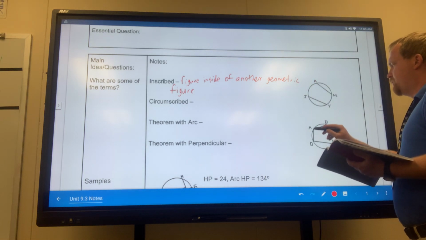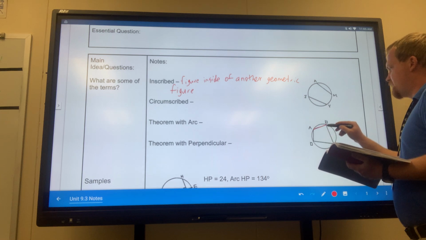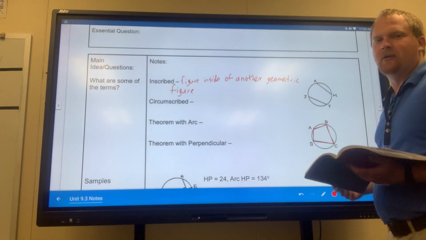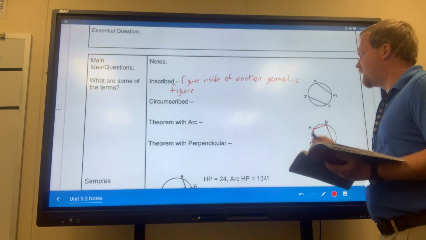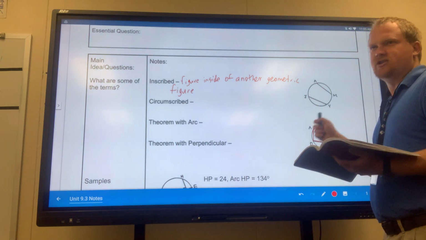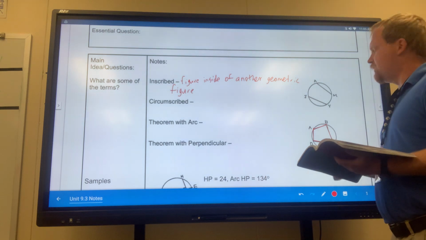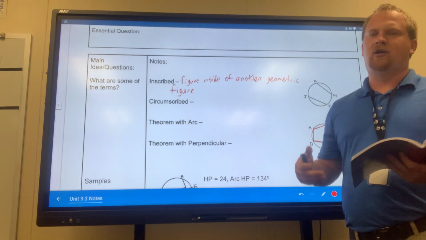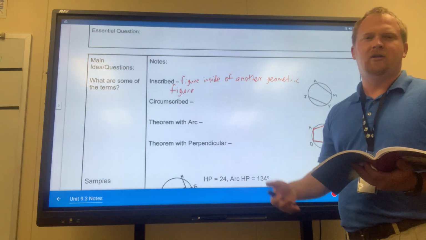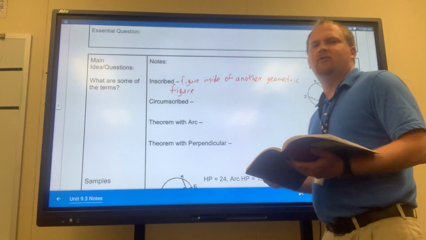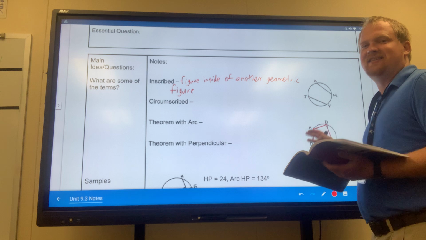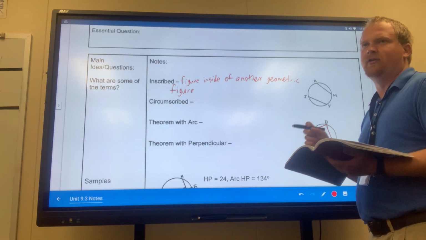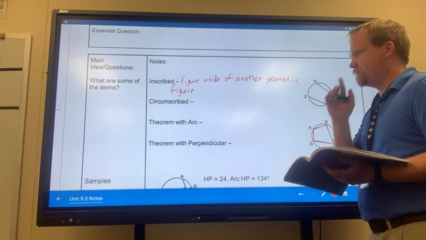So for example, this quadrilateral ABCD is an inscribed figure because it's inside a circle, which is a geometric shape. It could also be inside a triangle, a hexagon, a pentagon, whatever the case may be, as long as it's inside with all the vertices touching a side.